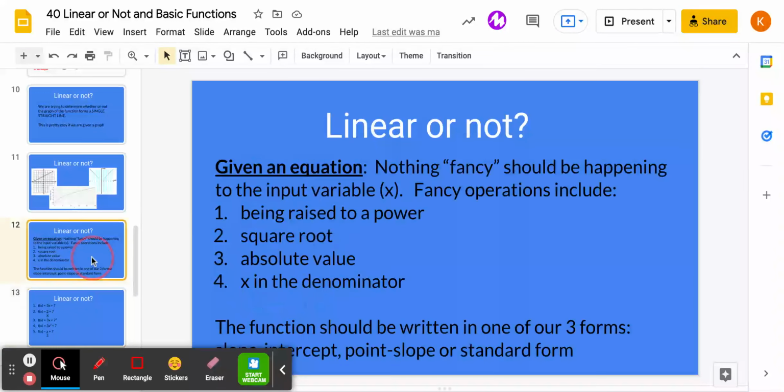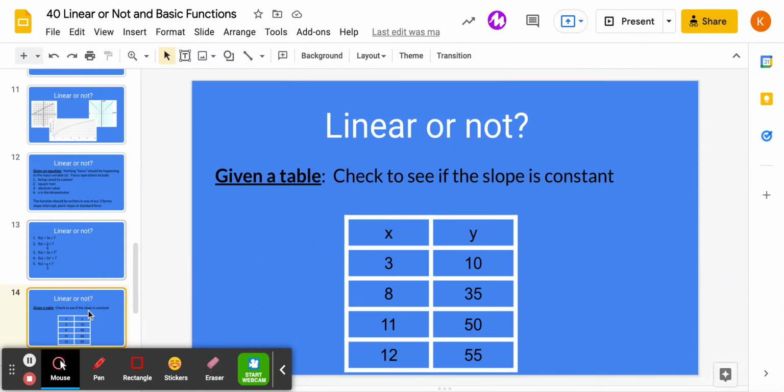So again, linear or not, please be careful. If it's being raised to a power, it will not be linear. All right. Well, power other than one. Okay. Square roots cause problems. Absolute values cause problems. And x in the denominators also cause a problem.